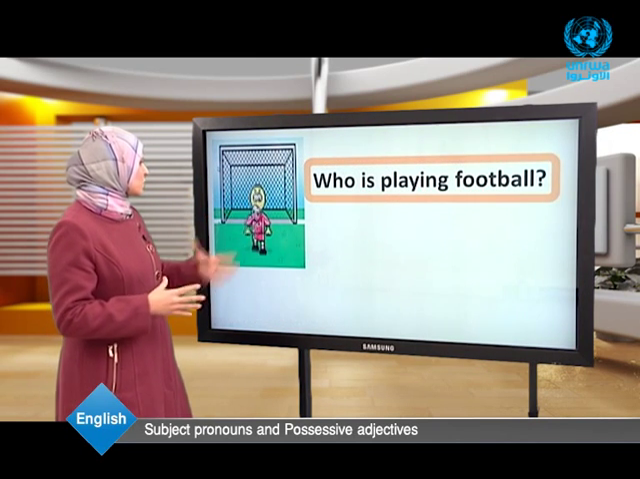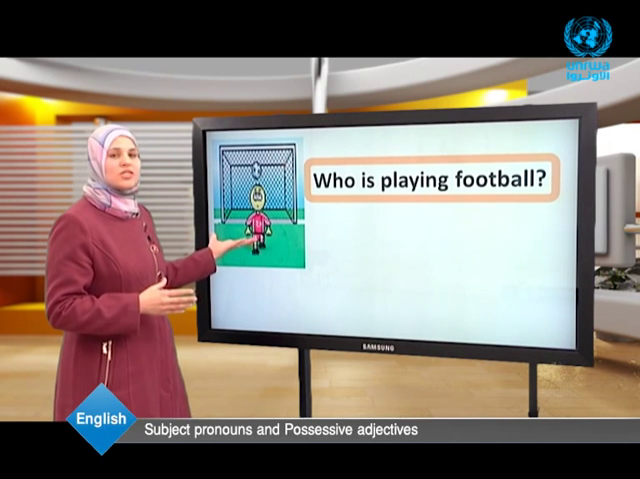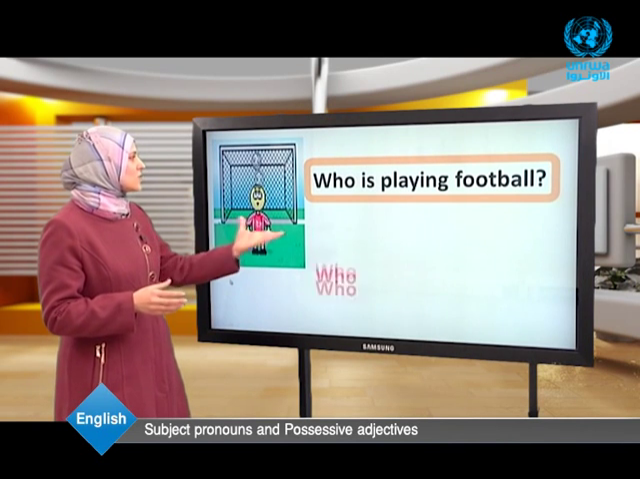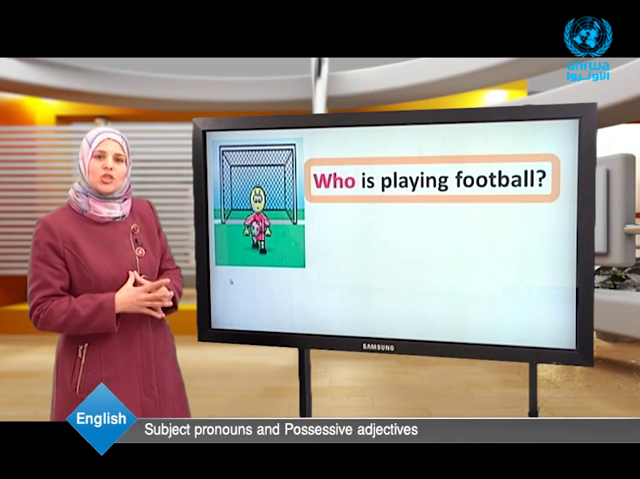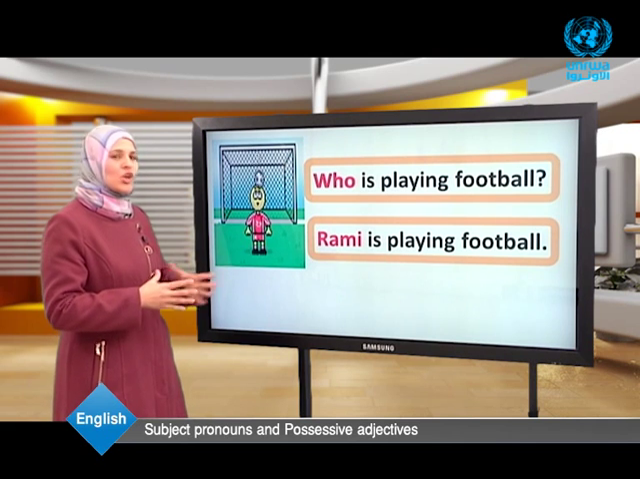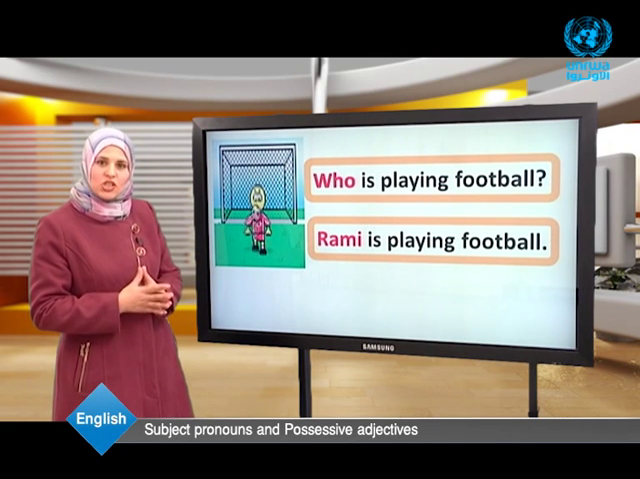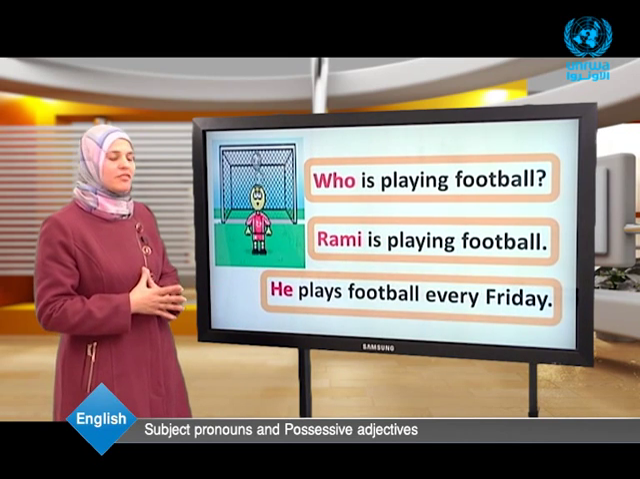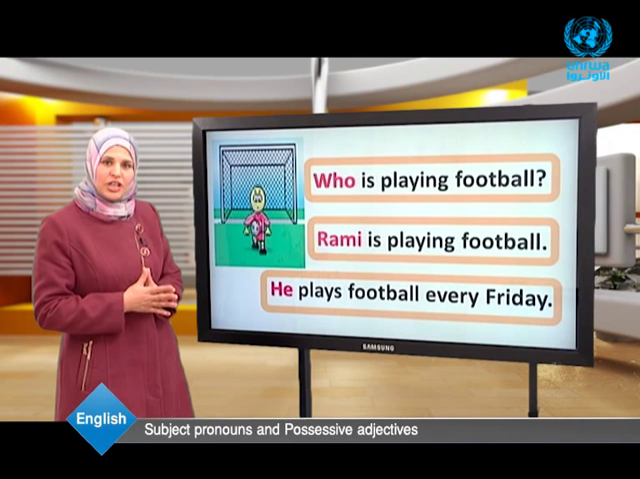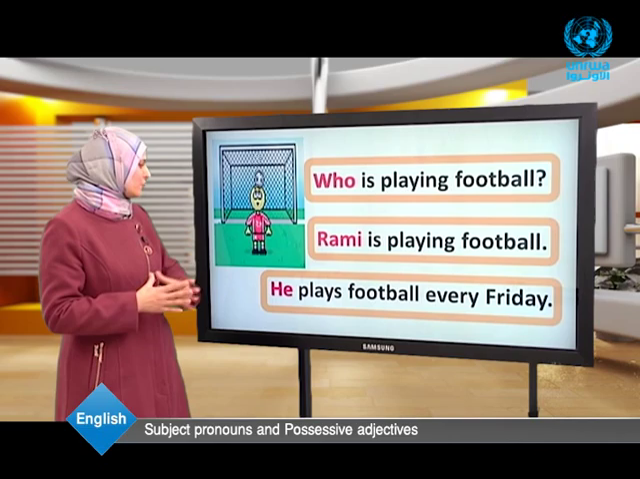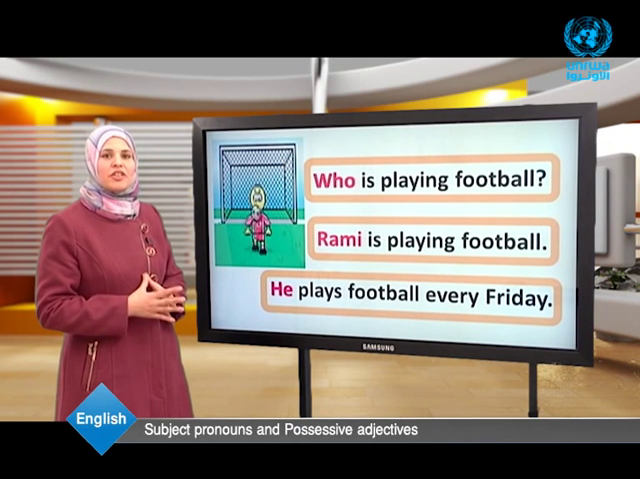Look at this picture. I don't know who is doing the action. So I am asking, who is playing football? I'm asking using who in order to know who is the doer of the action. Look, Rami is playing football. This boy is Rami. He is the doer of the action. He plays football every Friday.